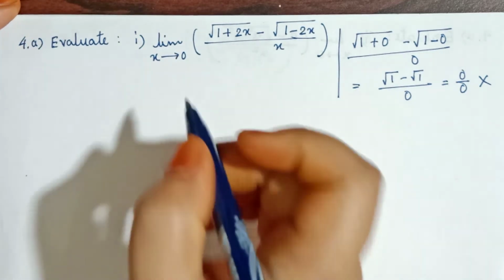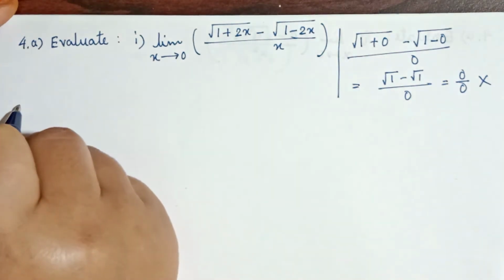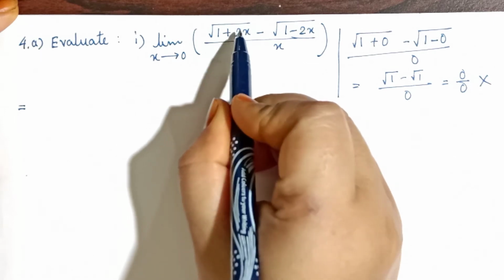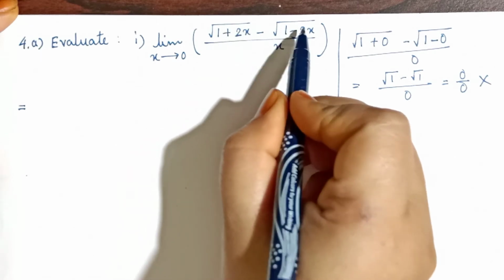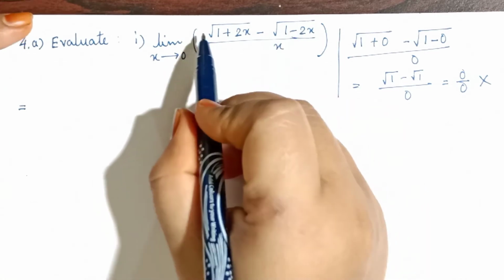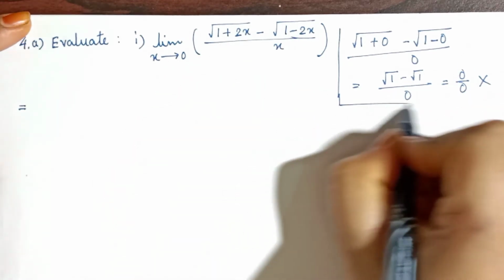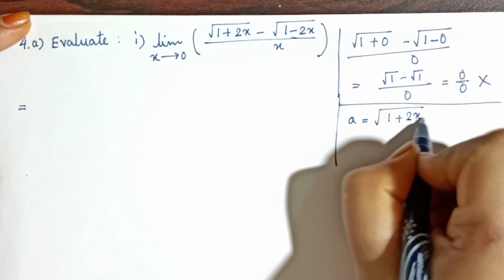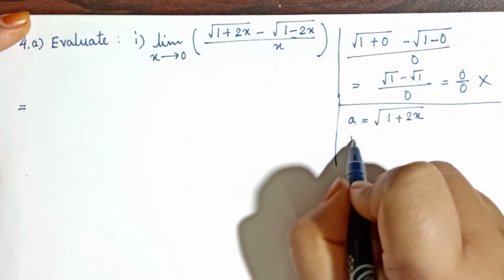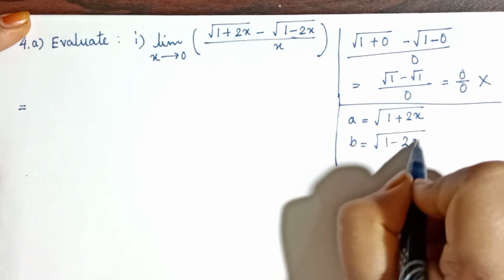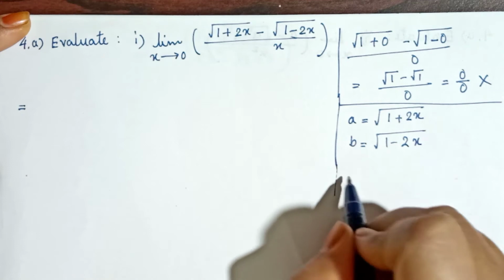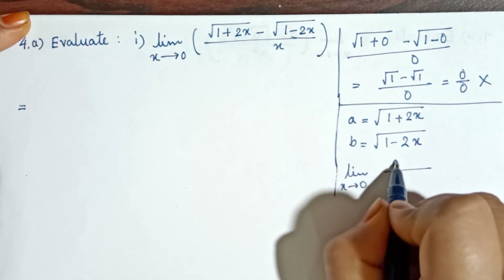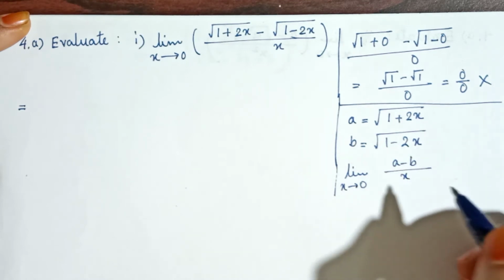Now how can we remove this term? First of all, let us assume that this value is a and this value is b. So a is equal to root over 1 plus 2x. Then we assume that b is equal to root over 1 minus 2x. Then what will the question look like? The question will look like limit x tends to 0, a minus b divided by x.